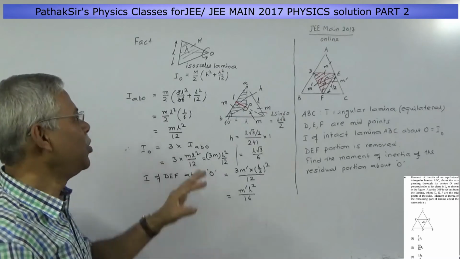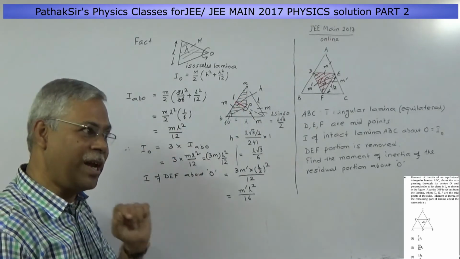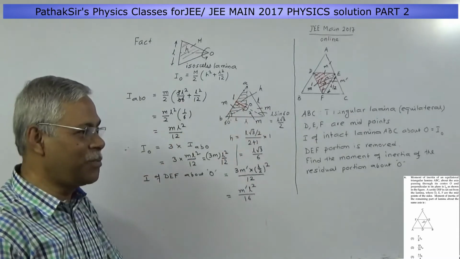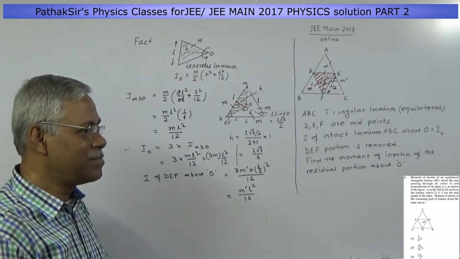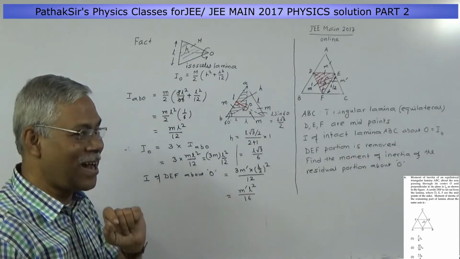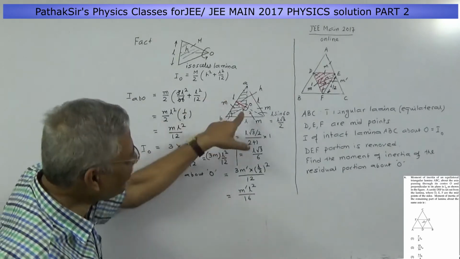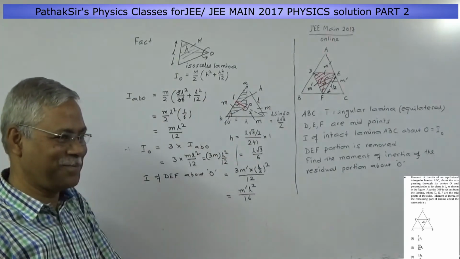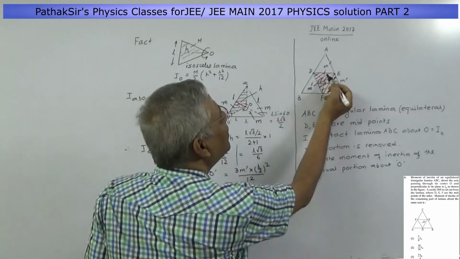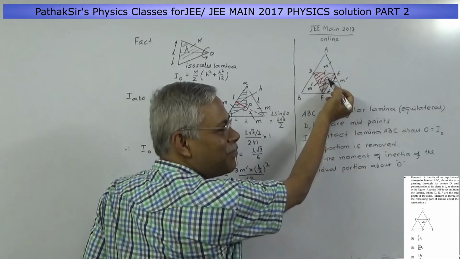Simple. What is the total mass of this body? 3m. Again, what is the total mass of this body in terms of m dash? Now, total mass of this body in terms of m is 3m. Again, the total mass of this body in terms of m dash. How many such triangles?